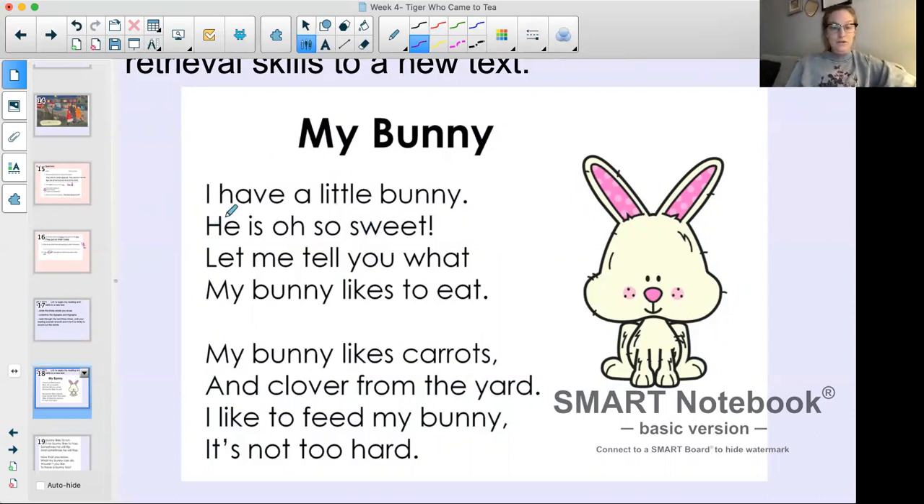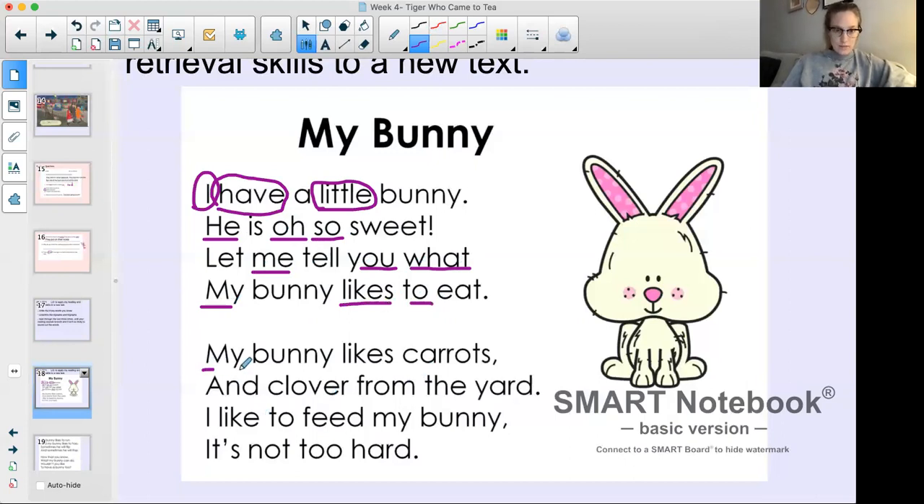So let's have a look for those tricky words. I'm going to circle the tricky words I see. So I see have, I see I, little. Look, we've already got 3 tricky words. We've got he. Actually, I might underline them just so it doesn't block out for you. Oh, so, me, you, what. Wow, tricky words everywhere. My, likes, to.